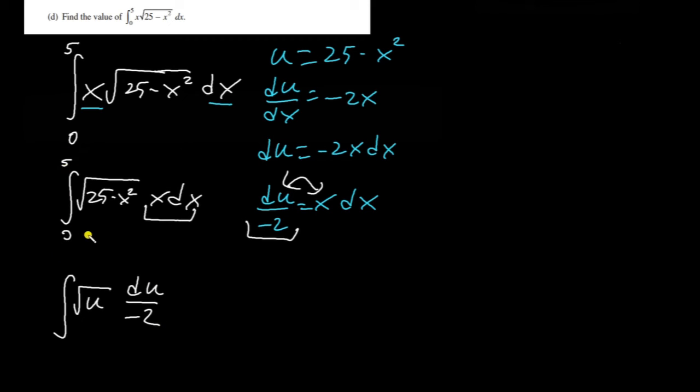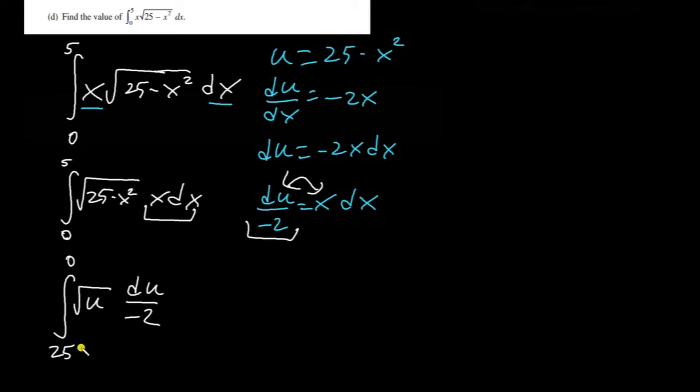Now for the bounds. We're not going to keep 0 and 5 because those are the bounds for x, not the bounds for u. So to switch the bounds over to what we want, we're going to take 0 and 5 and plug them in here for x and see what comes out for u, okay? If I plug in 0 for x, I'll get u is equal to 25 minus 0, so 25. And if I plug in 5 for x, I'll get u is equal to 25 minus 25, which is 0, okay? Now, this may look a little bit weird, going from a bigger number to a smaller number.